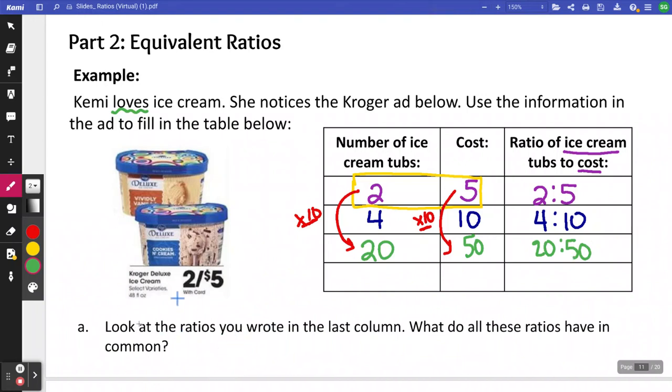Now we know the ad isn't ever going to say 20 tubs of ice cream cost $50. But I do want to compare these two for a moment. Are these the same deal? Are you getting a bigger discount with one of these? Take a moment and think through that.